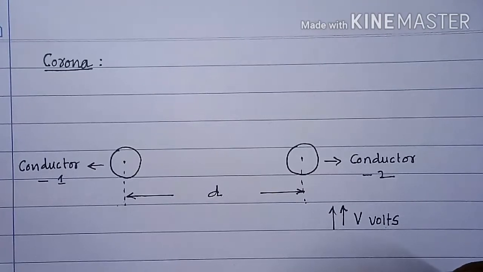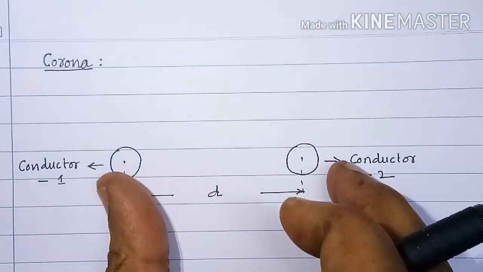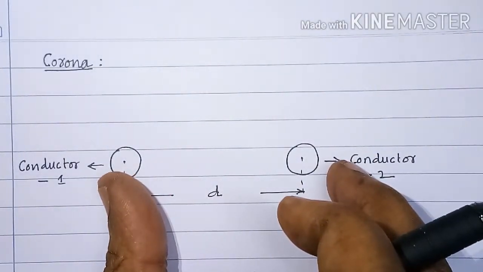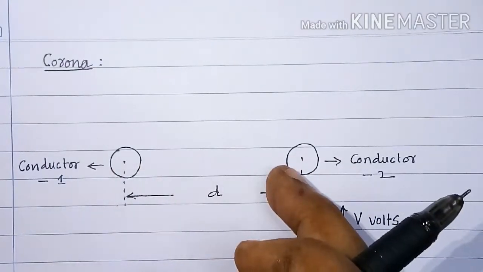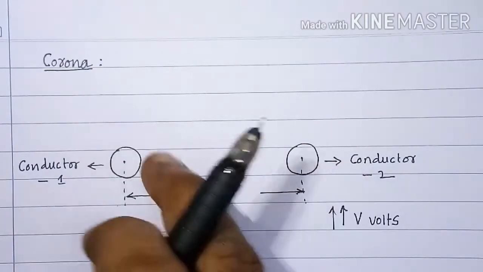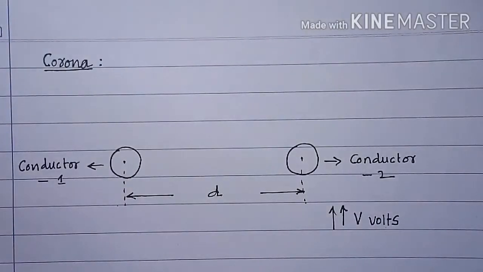And this corona is due to the ionization of air near power conductors, because these two conductors are placed in air medium, and the air between these two conductors as well as around the conductors will be getting ionized.